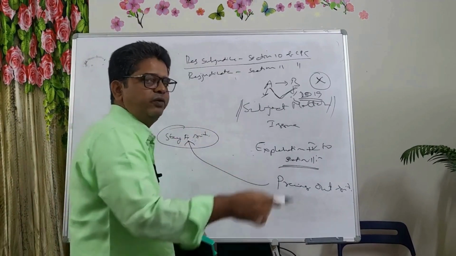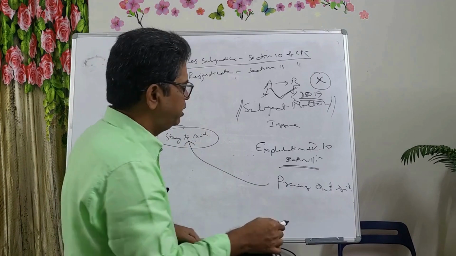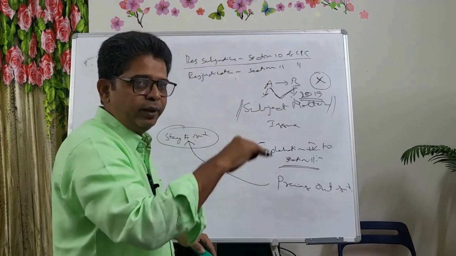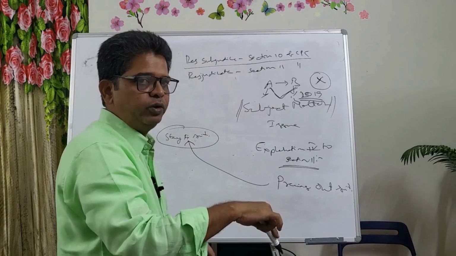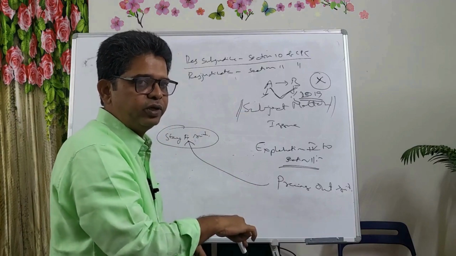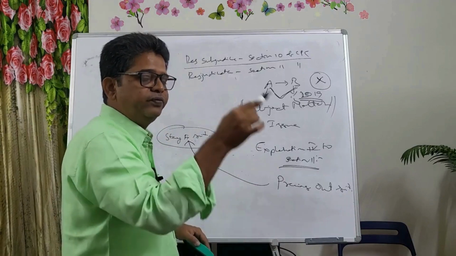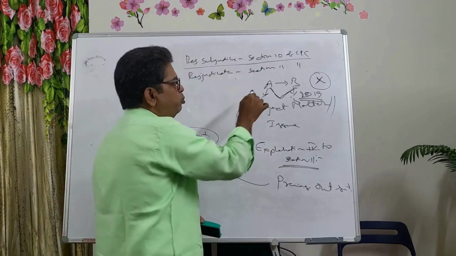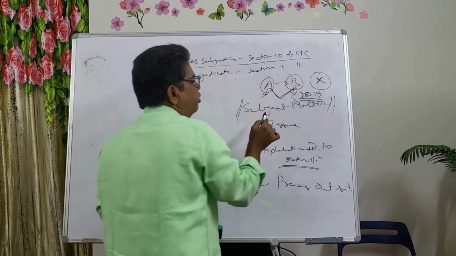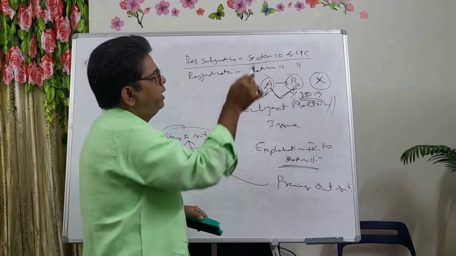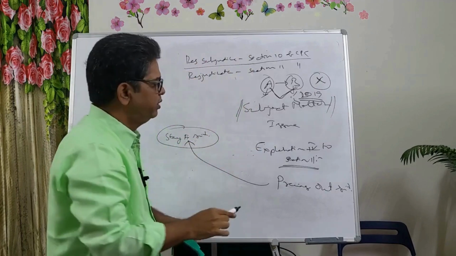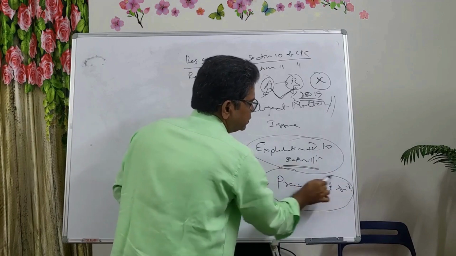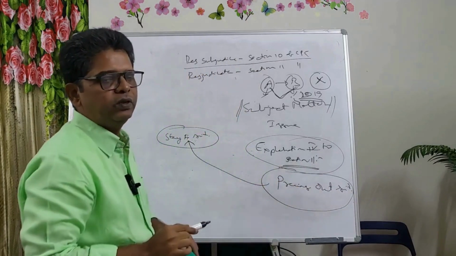You can't file subsequent and subsequent suits and claim that I omitted to take this ground in the earlier suit, therefore I am taking this new ground in this subsequent suit. No, that is not accepted. If you had the opportunity to take the plea or ground in the earlier suit, as a plaintiff or defendant, it is deemed that you have taken that plea in the previous suit itself. This is called constructive res judicata. Okay, friends?